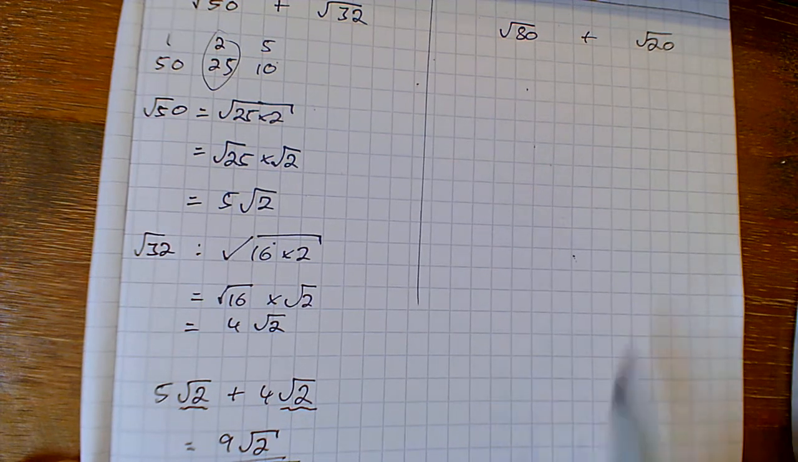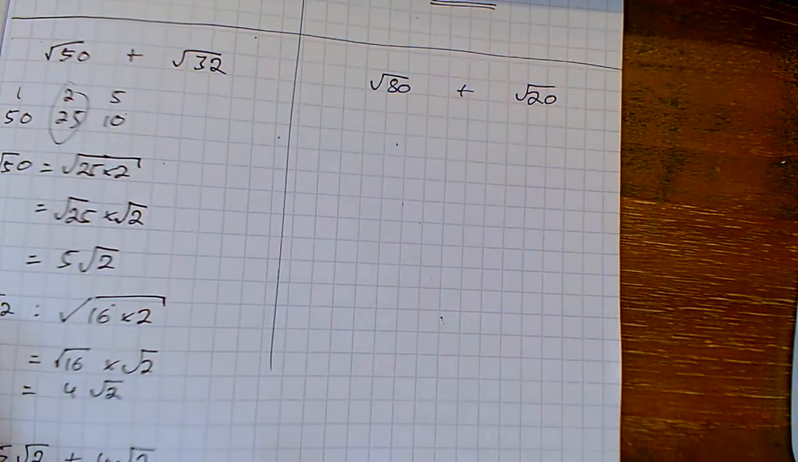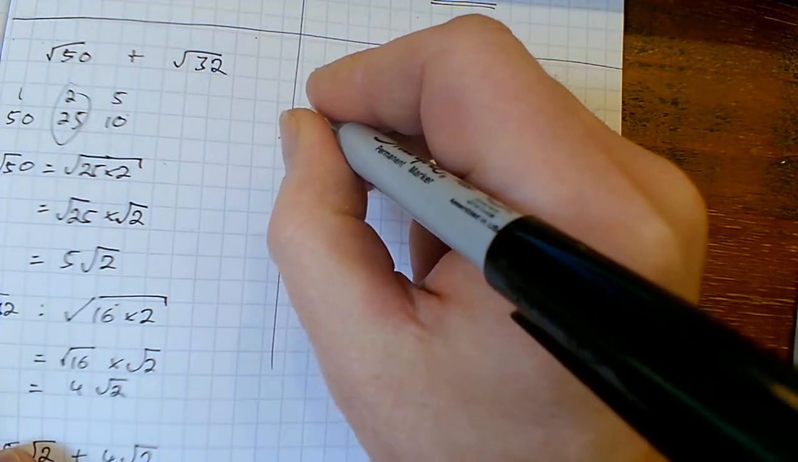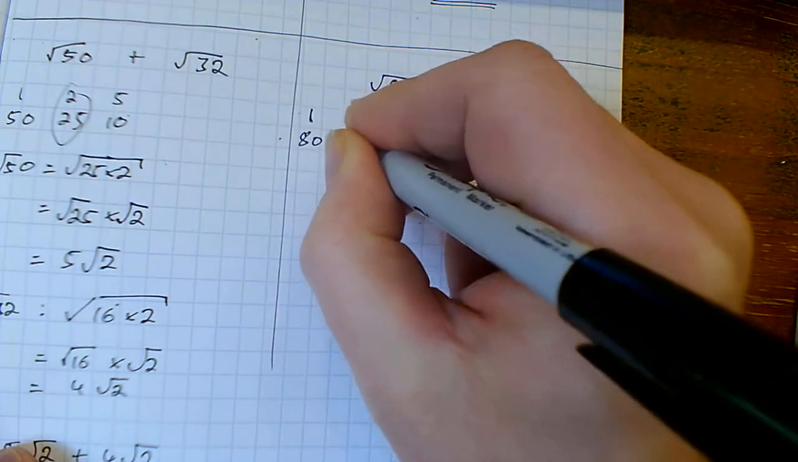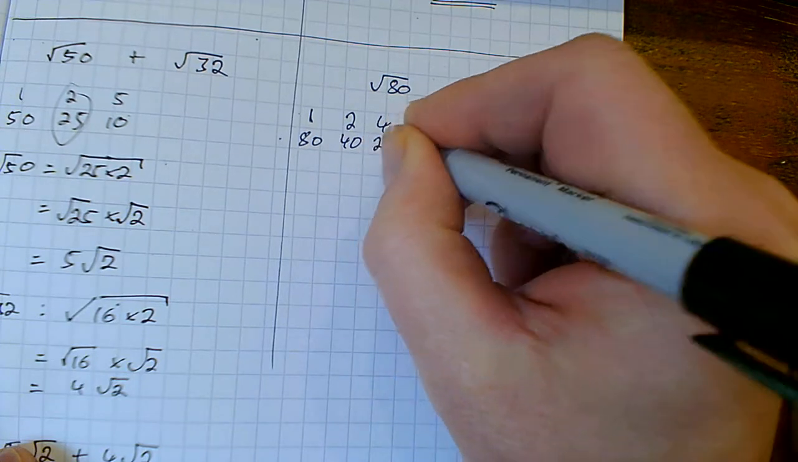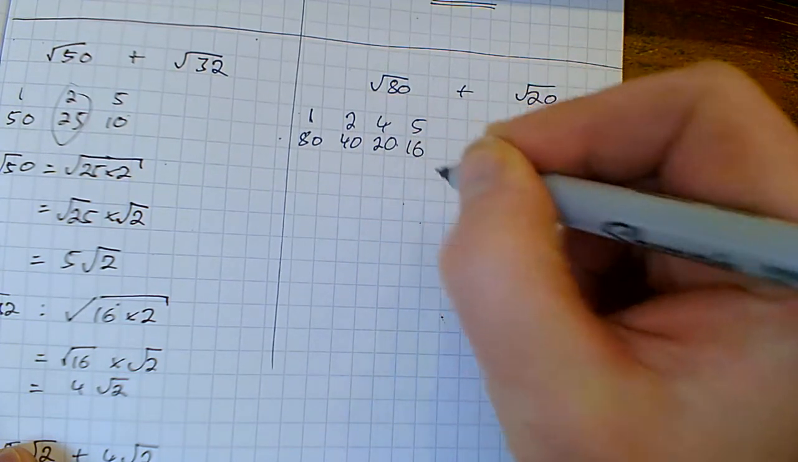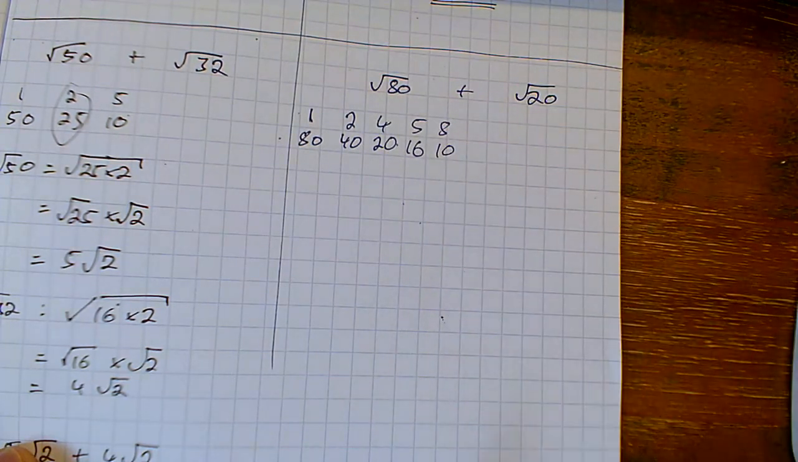Okay, pause the video. Try this question. Okay, welcome back. Start with the square root of 80. 80, I've got 1 times 80, 2 times 40, remember this is factor pairs, 4 times 20, 5 times 16, and 8 times 10.